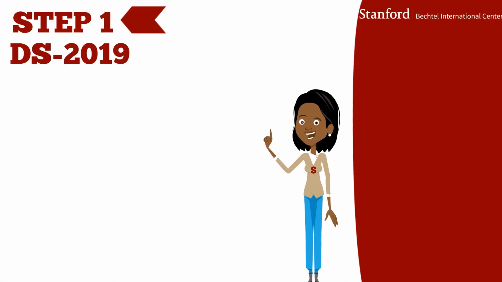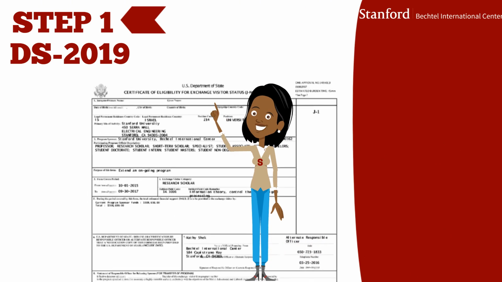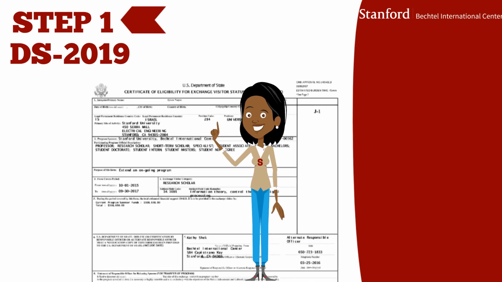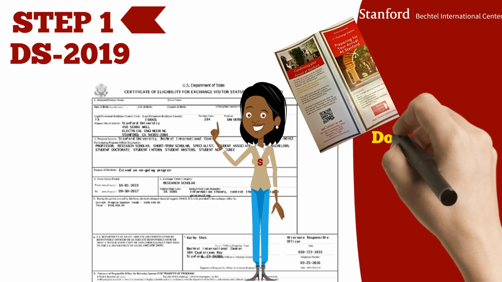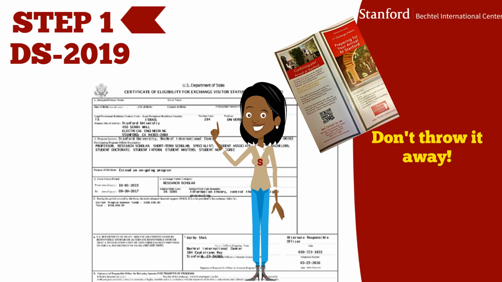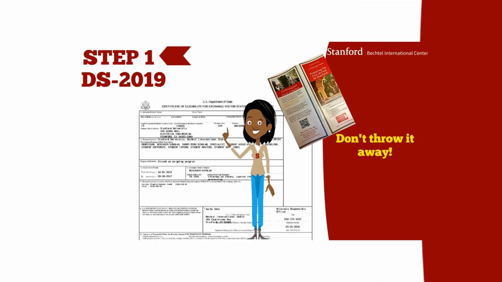The DS 2019 looks like this and has some biographical information. It has a useful brochure attached, which contains a lot of information, so don't throw it away. This information guides you through the visa application process and prepares you for your arrival in the US.